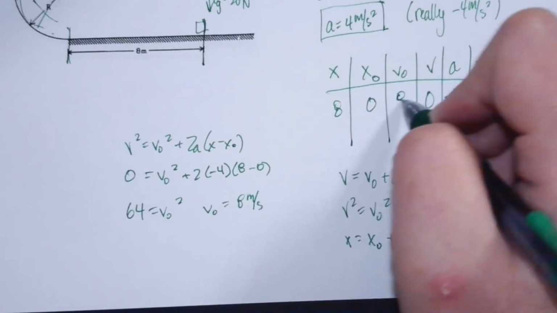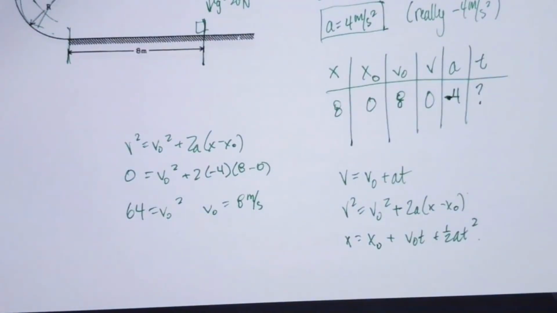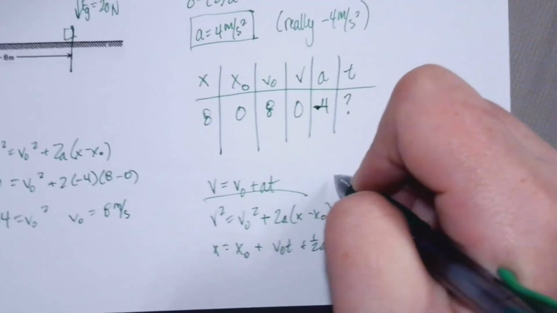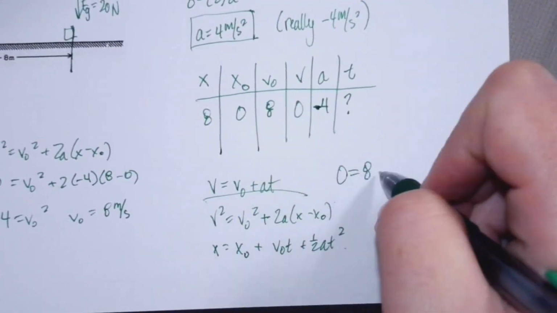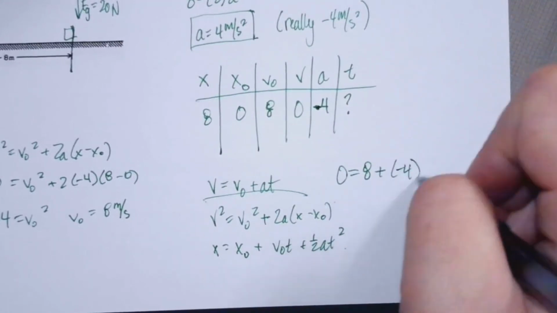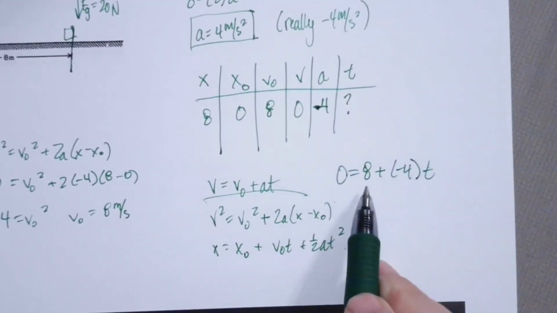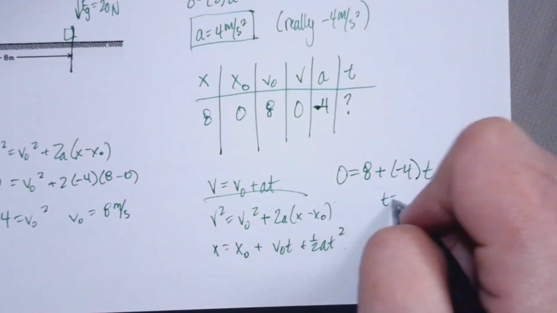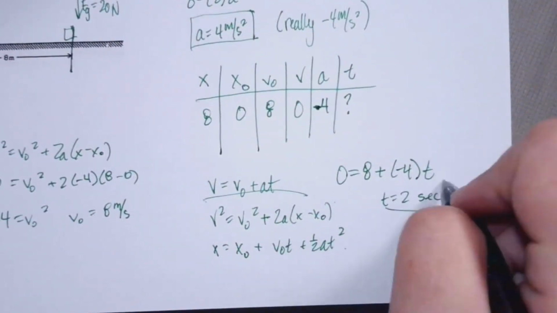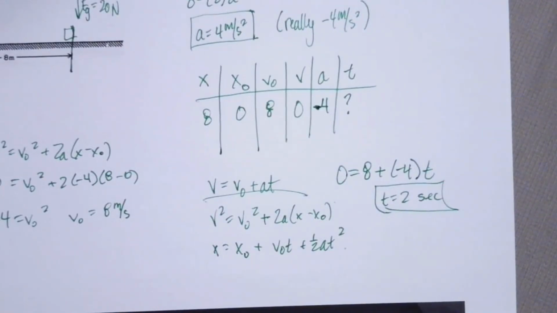Great. That is helpful. Okay, I love using this formula whenever I can. It's the easiest one, so let's go for it. V equals v naught plus at. V is 0, v naught is 8, a is -4, and then there's t. All right, so we can flip this over here. 4t equals 8. T equals 2 seconds.